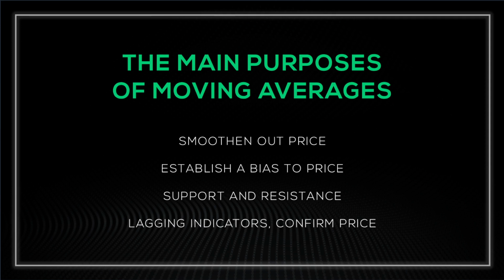The main purposes of moving averages are that they help to smoothen out price by removing the noise from random price movement. They help establish a bias to price action so we can identify areas to go long and to go short. They act as clear areas of support and resistance, and as lagging indicators, they help us to confirm what price is doing.